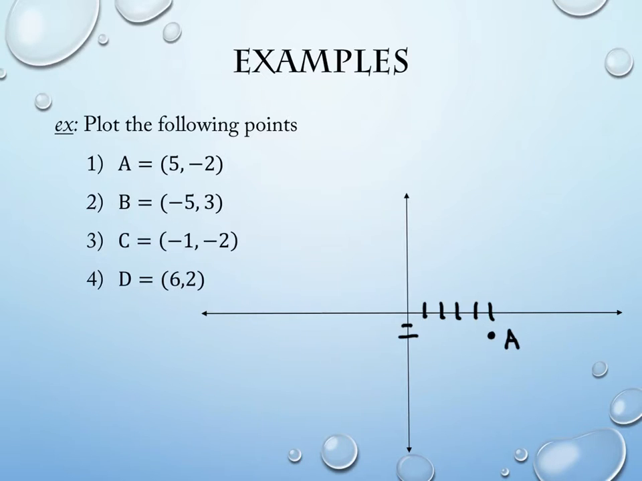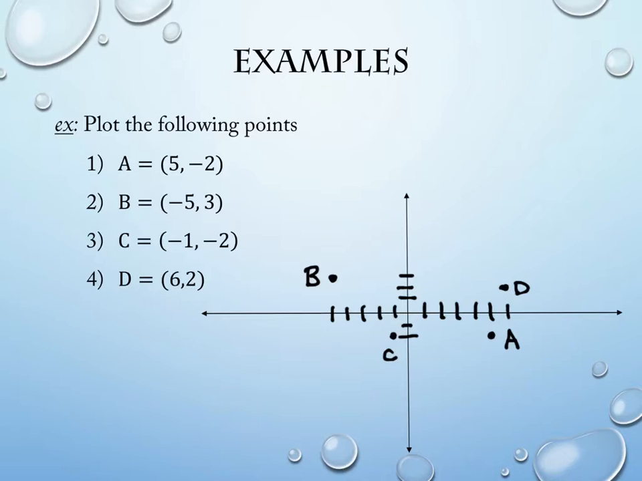Point B is negative 5, 3. So there's negative 5, 5 to the left, and then 3 up, and that point is B. And then we have negative 1, negative 2, so we go left 1, down 2. That would be C. And 6, 2, so we go right 6, up 2 for D.